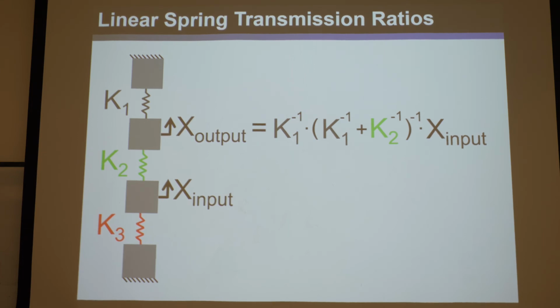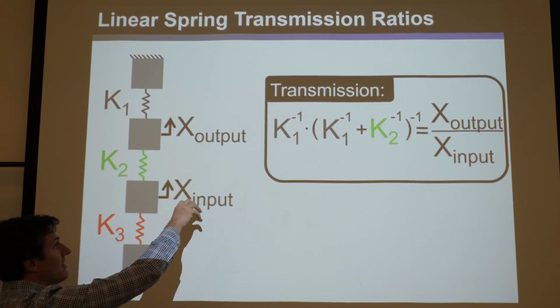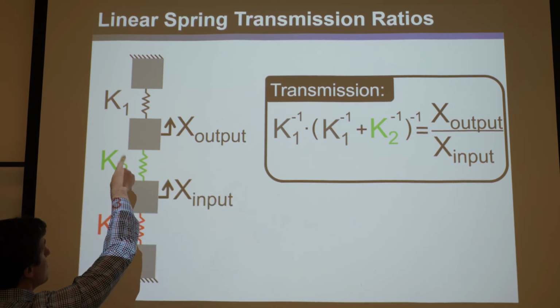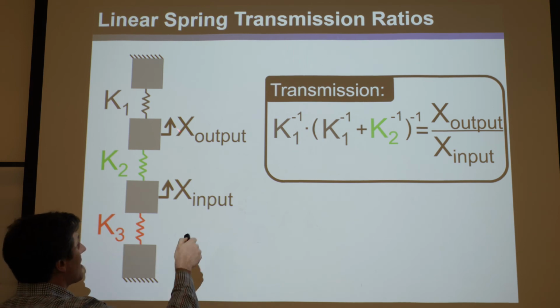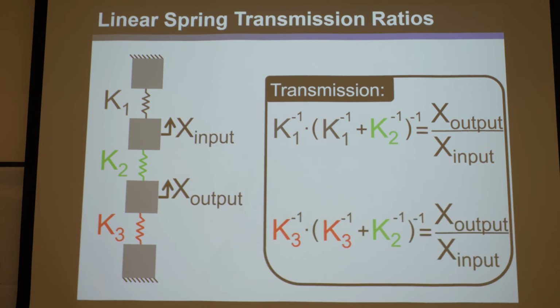Okay, so if you take the ratio of X output to X input, you get that the transmission is this. That means if I move this some displacement and multiply it by this amount, which is entirely dependent on these stiffnesses, I'll get the output. So that's the transmission ratio. That's the geometric advantage, essentially.